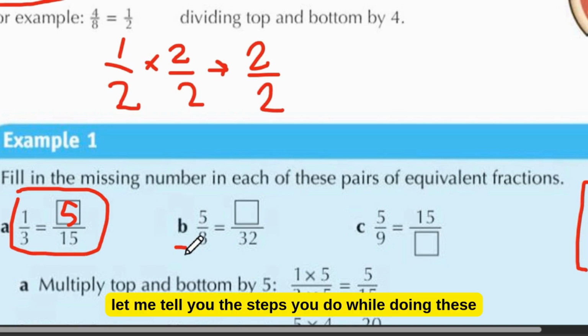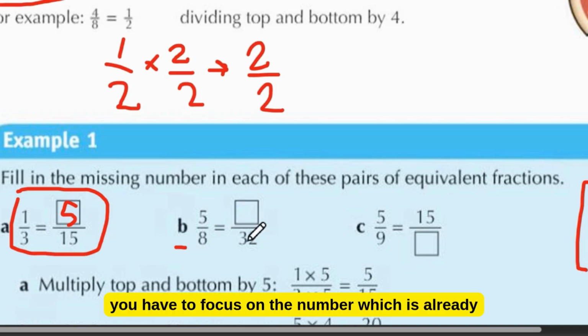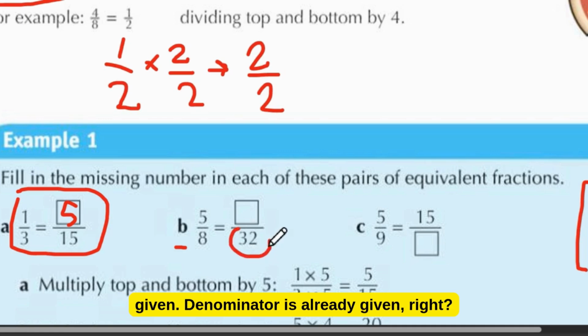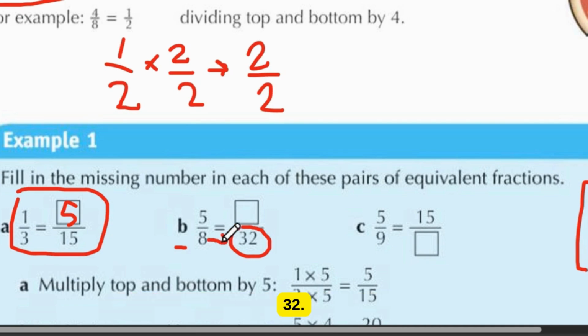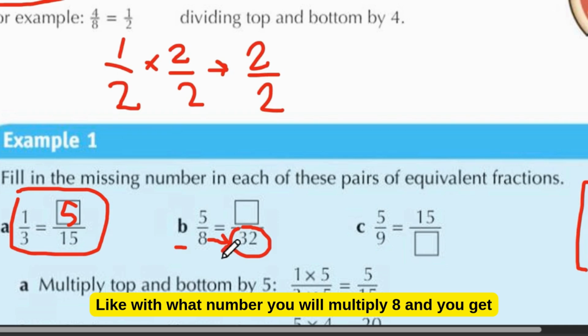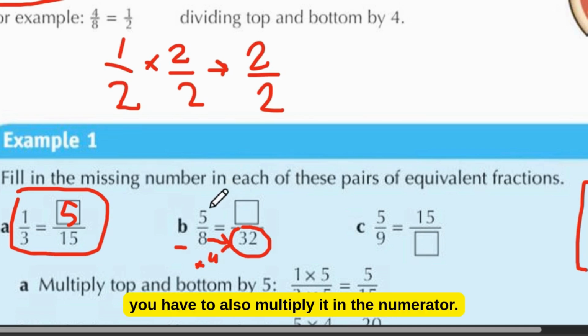Okay, let me tell you the steps you do while doing these questions. First of all, you have to focus on the number which is already given. Denominator is already given, right? Now you have to check how you're gonna get 32. With what number you will multiply 8 and you get 32? 4. Very good. So 8 times 4 equals 32. And for an equivalent fraction, the number you are multiplying in the denominator, you have to also multiply in the numerator.